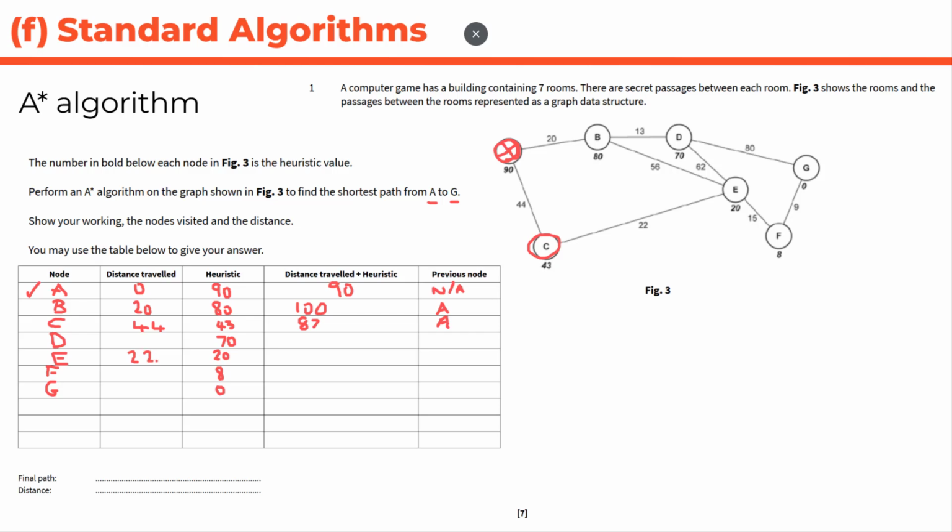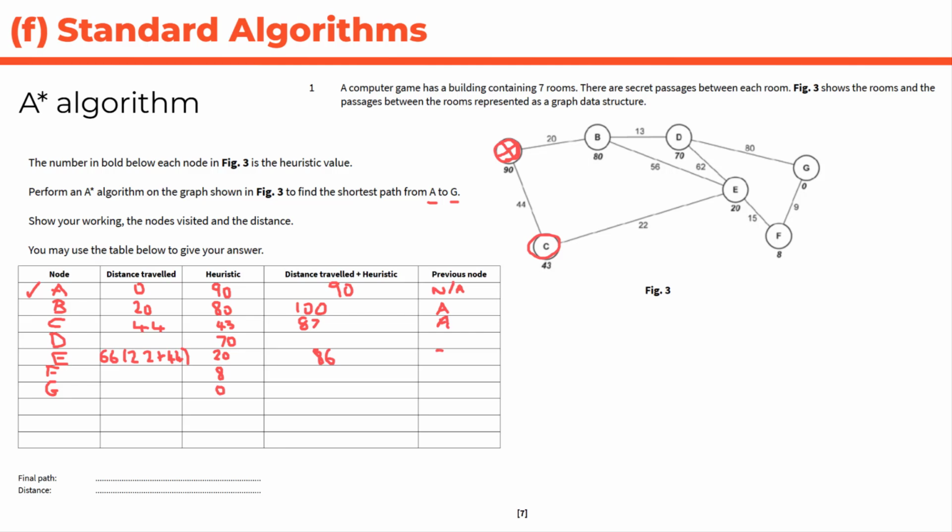Now, is that 22? Well, it's 22 plus the cost of 44, because that's how much it took me to get to C in the first place. So in actual fact, I'll put that in brackets. I'm going to run out of space here. I'm going to put in there 66. Okay, 22 to get to E, plus the cost of getting to C in the first place. And then that's 66 plus the heuristic is 60, 70, 86. 86 goes in. There we are.